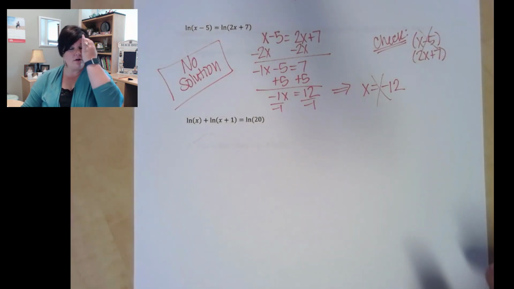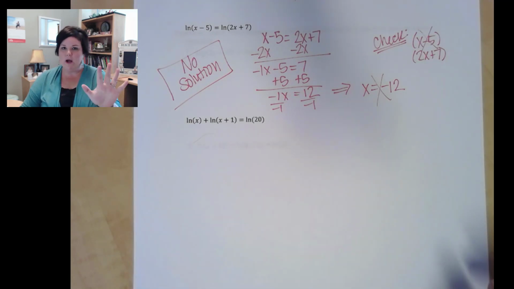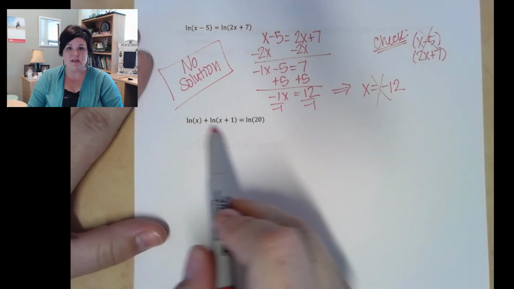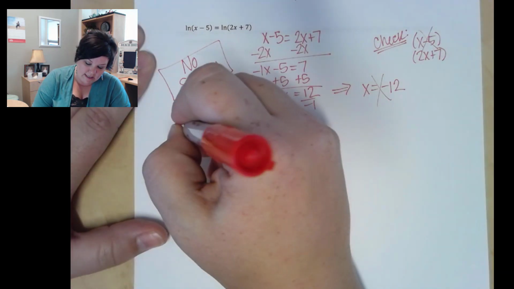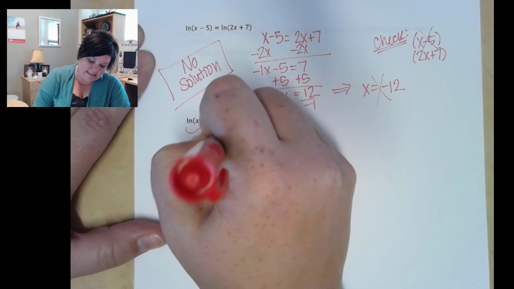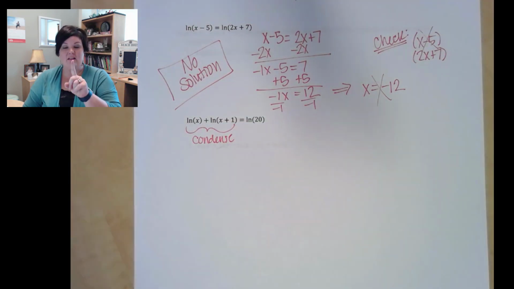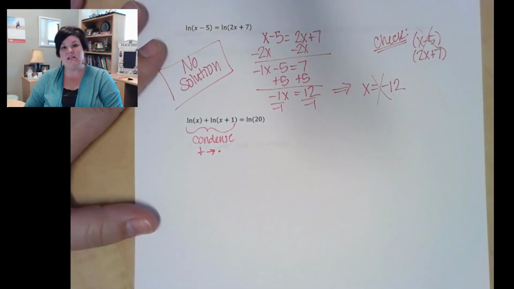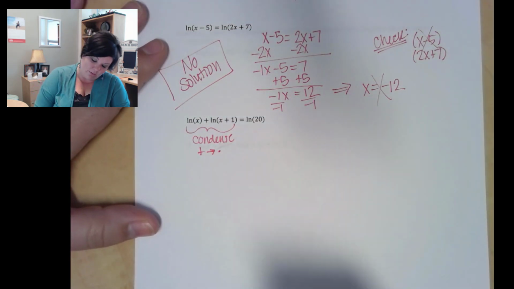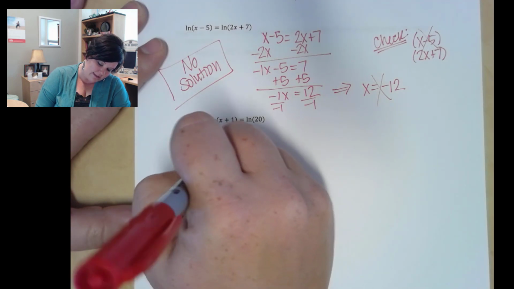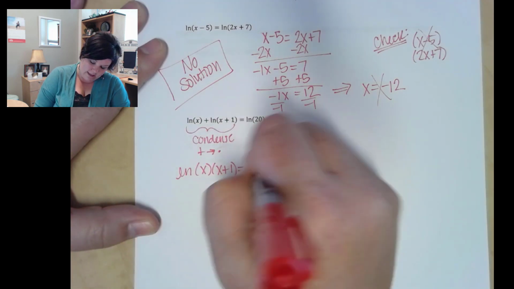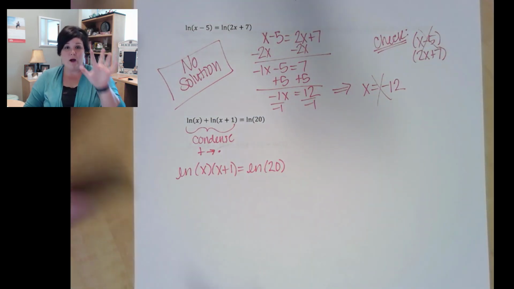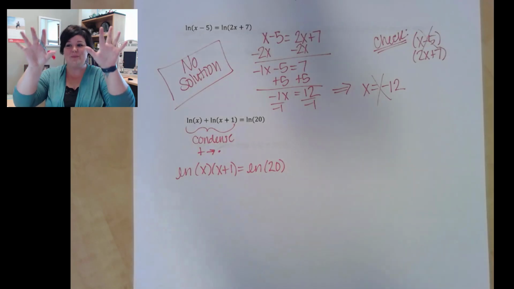Same idea here, but notice on this one, I don't have one ln term equal to one ln term, right? I have two ln terms on the left-hand side. So before I can get rid of them, I have to condense them into one ln term. And since these are being added, we can condense addition into multiplication. So I'm going to write this as the ln of x times x plus 1 is equal to the ln of 20.